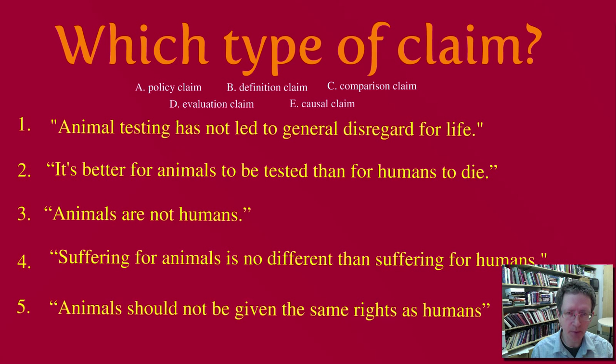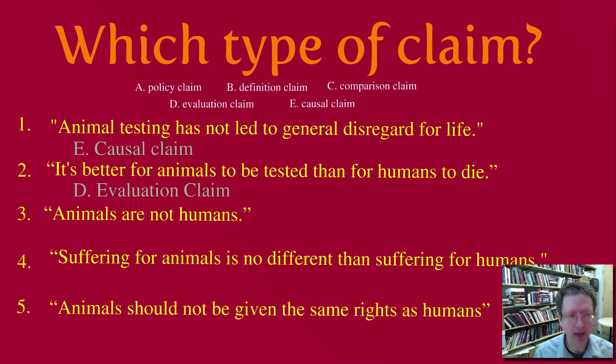All right, I hope you've committed yourself. Are you ready? Put down your pencil. All right, here are the answers. Number 1, animal testing has not led to general disregard for life. Led to, right? Influenced, caused, brought about. That is a causal claim. Number 2, it's better for animals to be tested than for humans to die. Better, right? Immediately that suggests there's some standard involved there. Therefore, this is an evaluation claim.